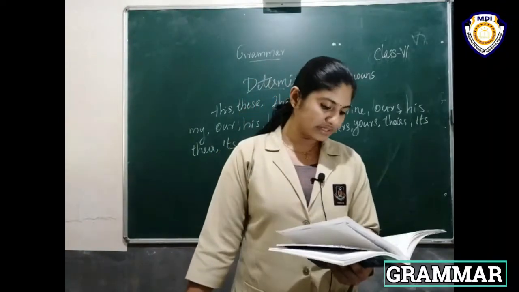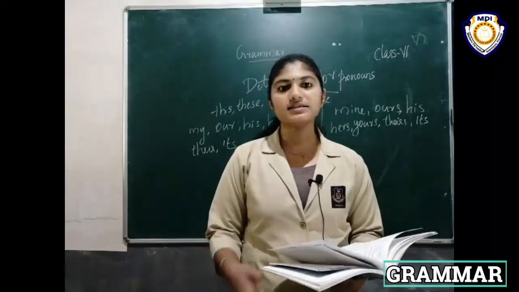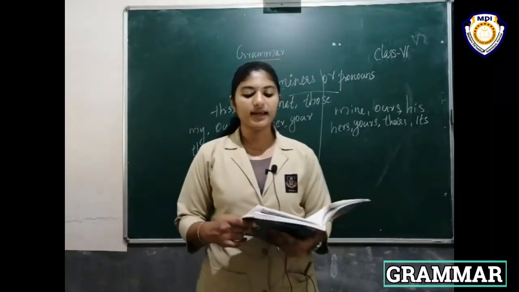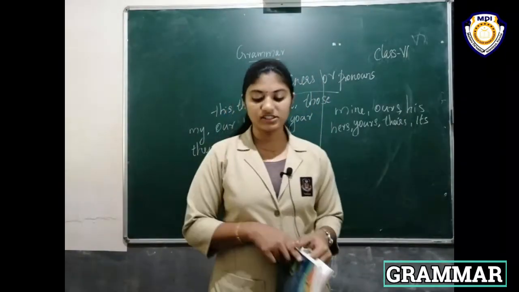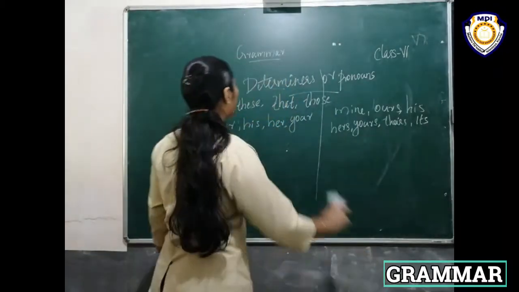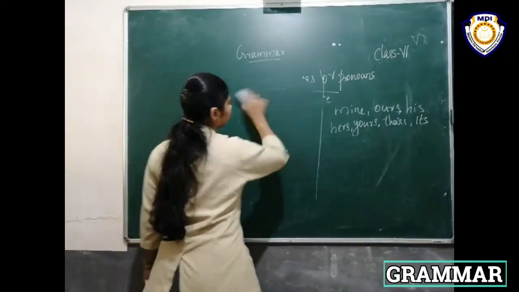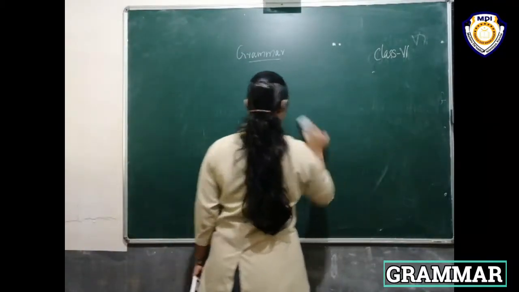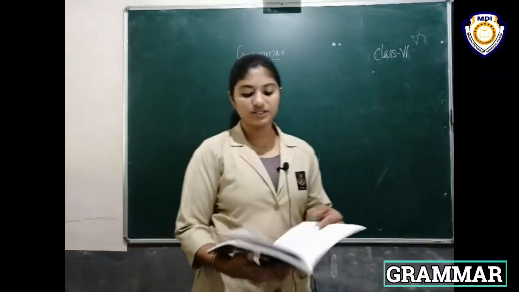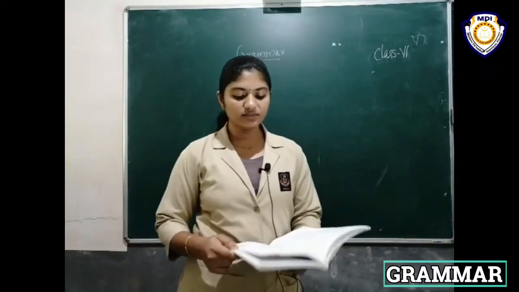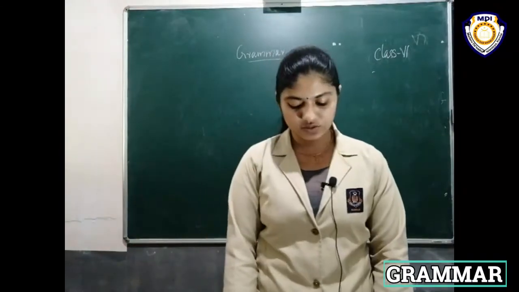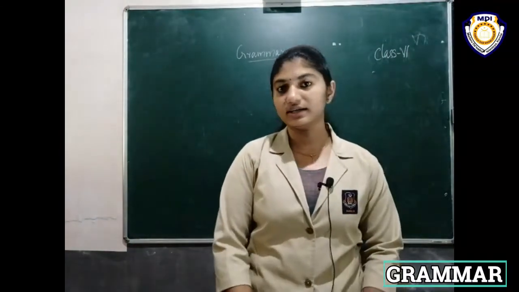Then 5 to 10, all of you find out the answers. Okay, and next, all of you take page number 49. Next we are going to discuss the fifth chapter, adjectives. What is an adjective? Have you heard about adjectives?